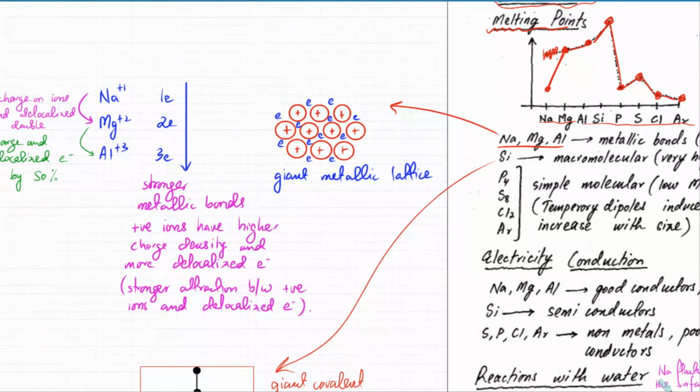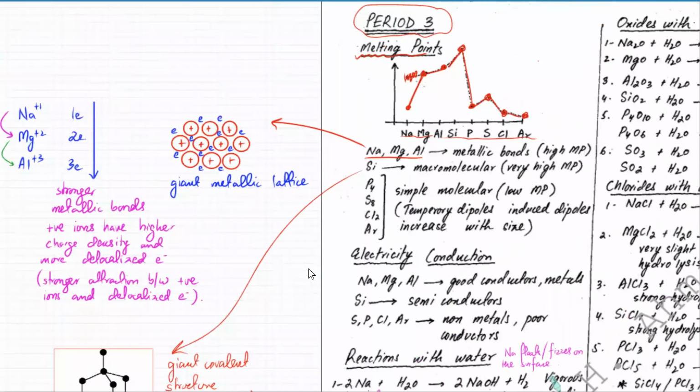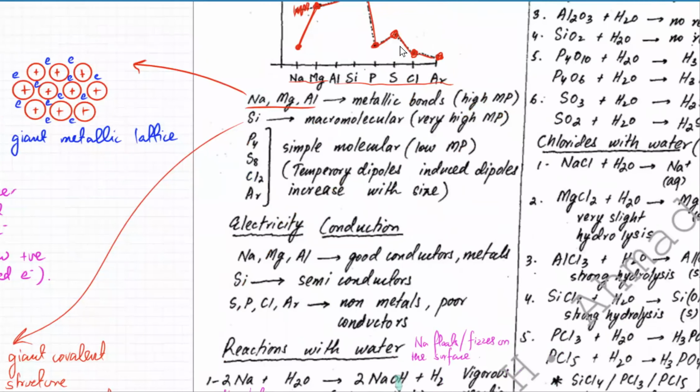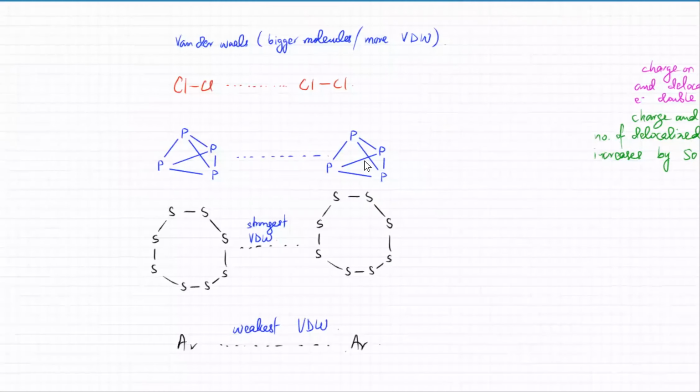Then we talked about silicon. Why does silicon have such a high melting point? Because it's a giant covalent structure similar to diamond. Then we talked about why phosphorus, sulfur, chlorine and argon have lower boiling and melting points: because they're simple molecules with weak van der Waals forces, or weak intermolecular forces. A Cl2 molecule and another Cl2 molecule are small molecules, and they don't attract each other very strongly. So they've got weak van der Waals forces, which increase with size.